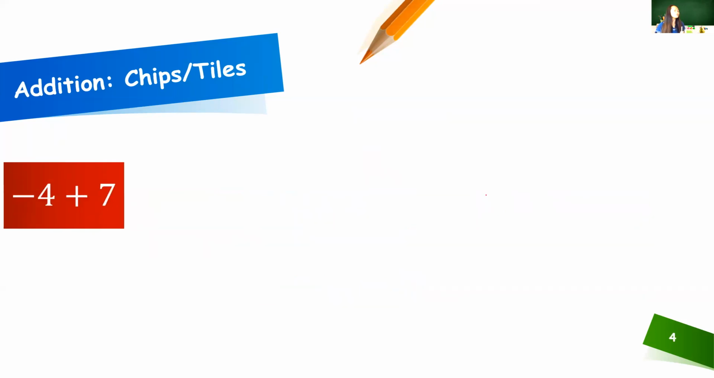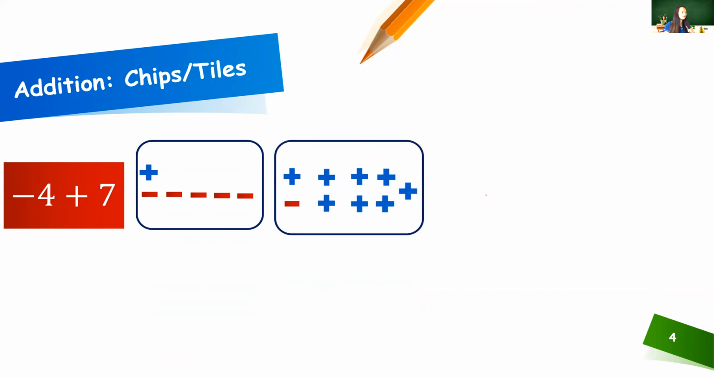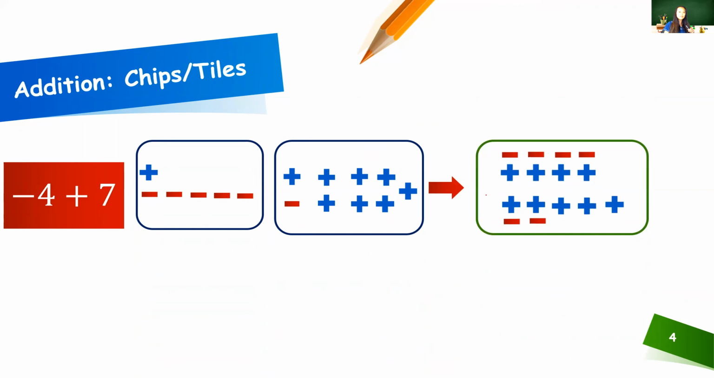Okay, now, what if you have a negative 4 and a positive 7? Well, let's represent negative 4. Okay, so there you go, that's negative 4. And then now let's represent 7. 7 positive. Put them together. Whoa, what happened? These negatives right here get attached to these positives right here. What you are left with are 3 single positives.